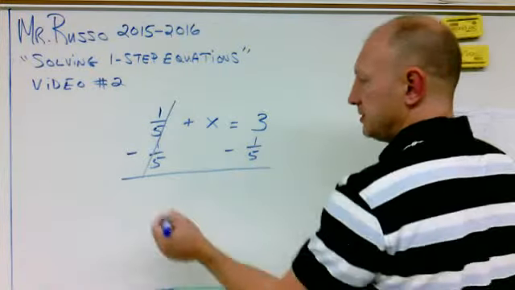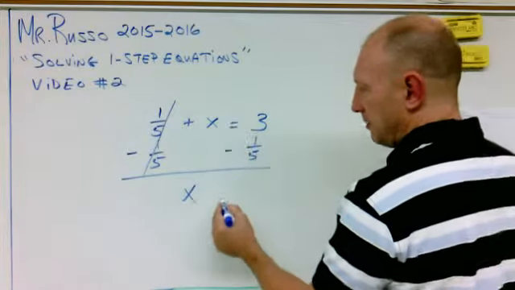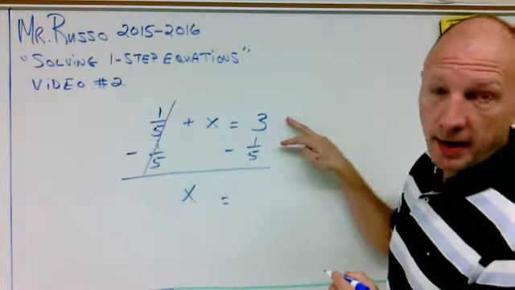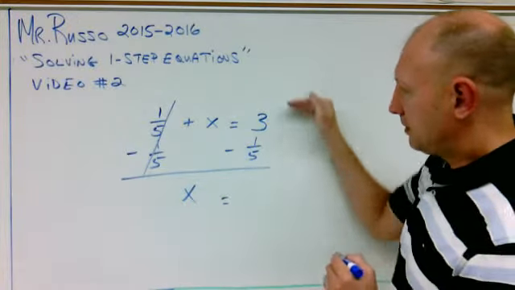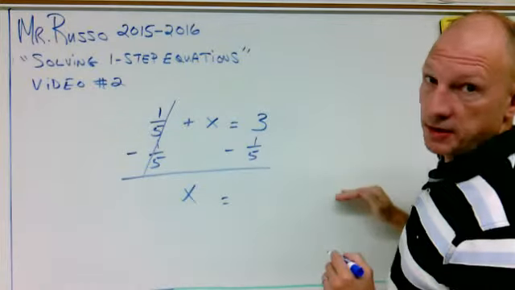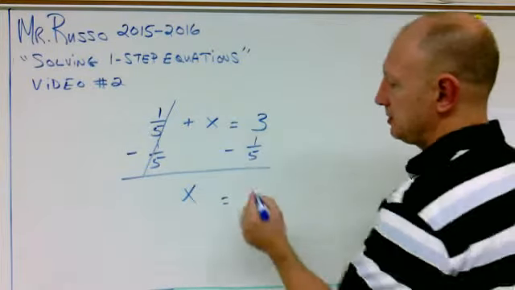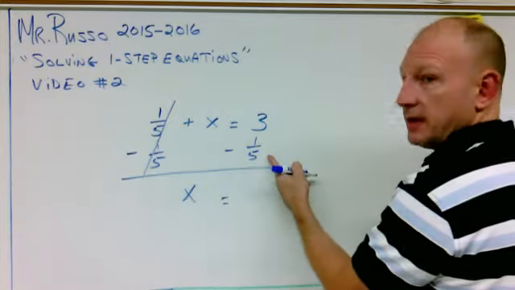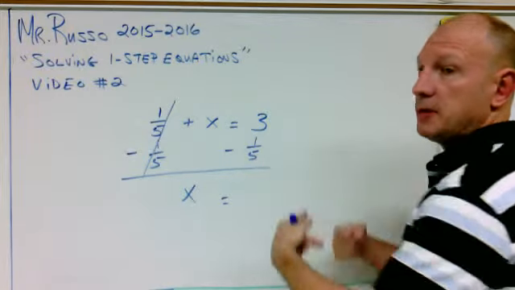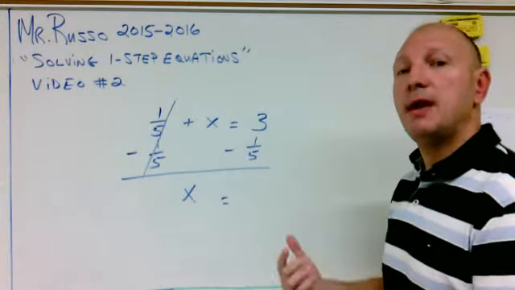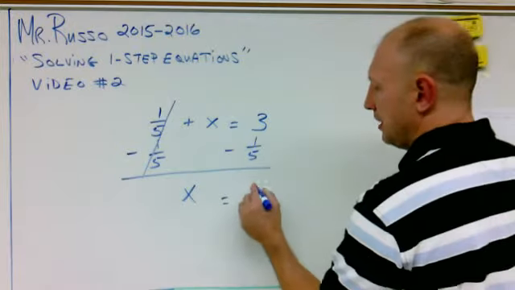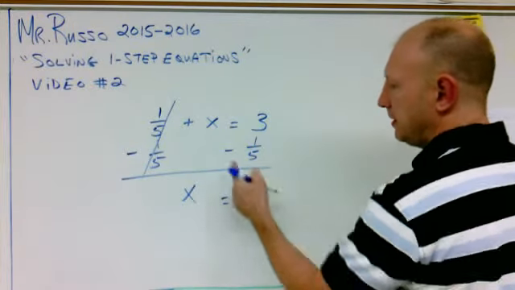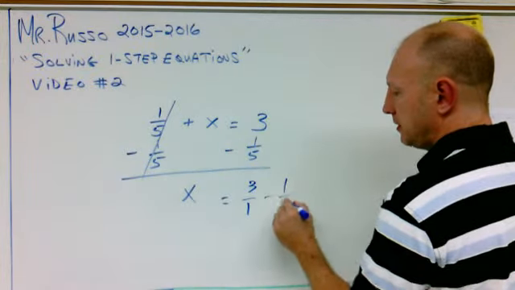All right, so from here, this is gone. I bring down my x, I bring down my equal sign, and now I rewrite this vertical expression horizontally. I always start with the top number. So if it's 3, I might want to write it as 3 over 1 because I anticipate having to do something with fractions. So 3 over 1 minus 1 over 5.